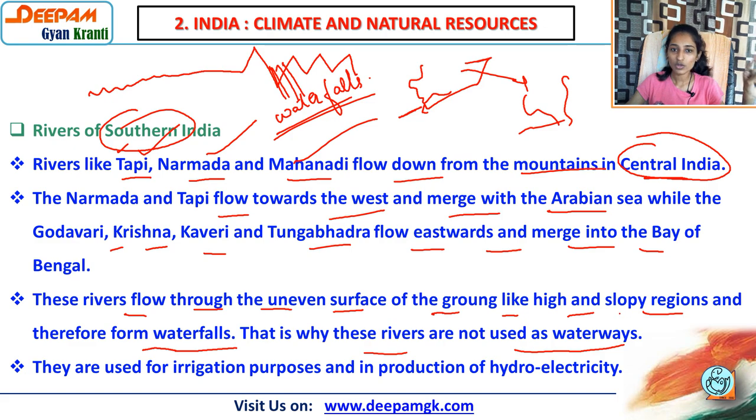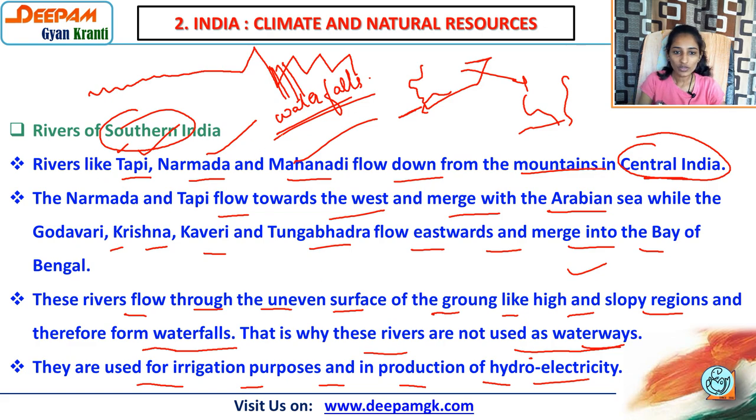We have discussed that the northern rivers are useful as waterways. But the southern rivers flow on a sloping surface and create waterfalls, so they are not used as waterways. These are used for irrigation and in the production of hydroelectricity. Suppose a waterfall is there, so generators are put there, and with the help of that, hydroelectricity is produced.